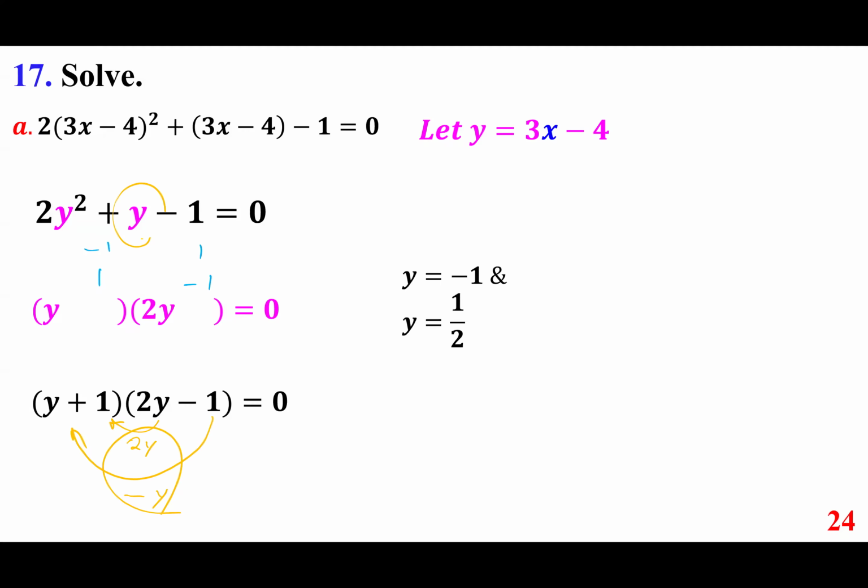It's important to know we are not done. We are interested in solving for x. Therefore, 3x minus 4 is either negative 1 or 1/2. And that's what we are trying to solve for.